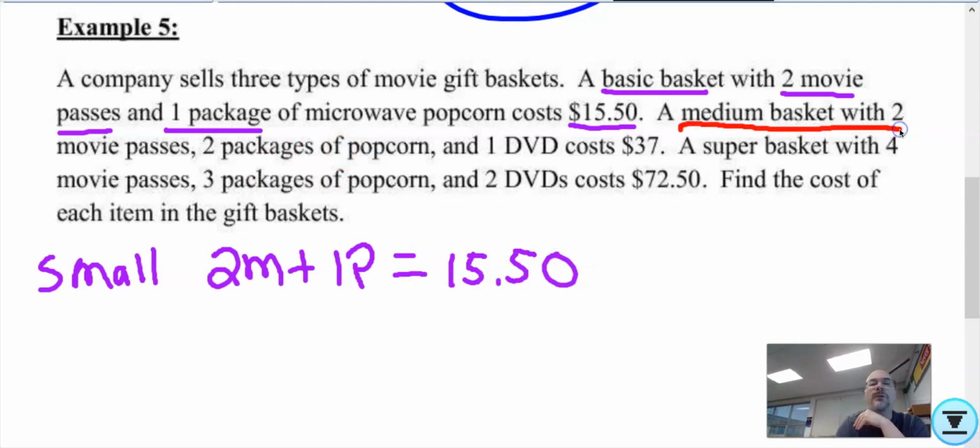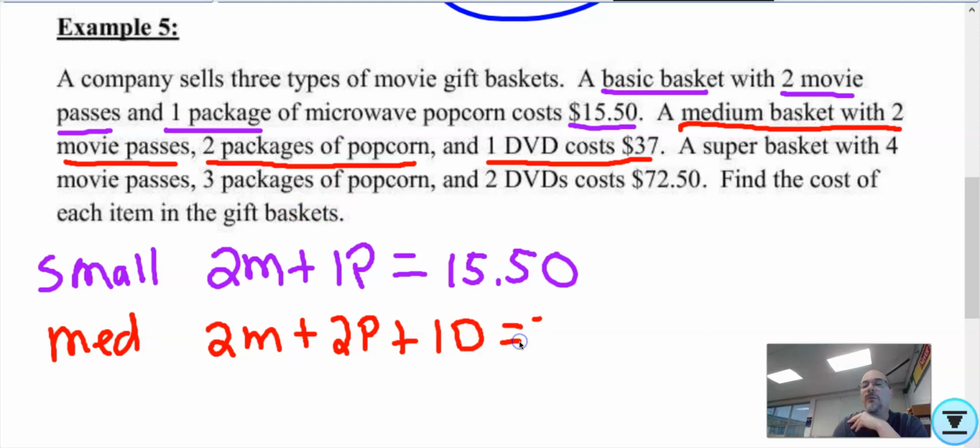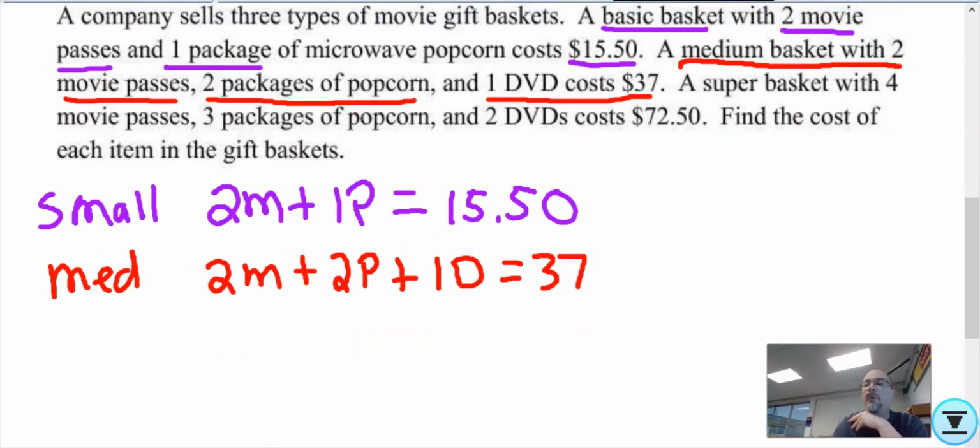Medium basket with 2 movie passes, 2 packages of popcorn, and one DVD. Nice, it's $37. So for the medium, I'm going to use 2M again for 2 movie passes, plus, but this time it's 2 packages of popcorn, plus 1 DVD. I'll use a D for DVD, and that's going to equal $37.